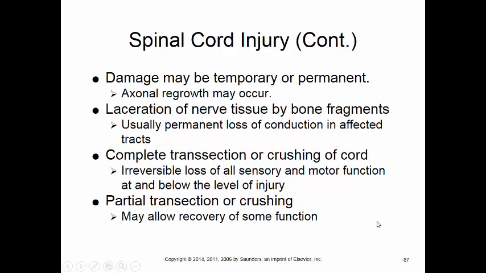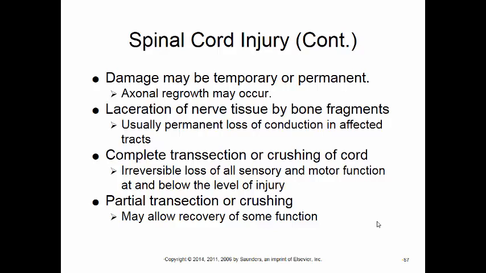Damage from spinal cord injuries can be temporary or permanent. Some axonal regrowth may occur, which is where if the neuron cell body is whole, the axon can regrow. Okay, so it can provide some regrowth.